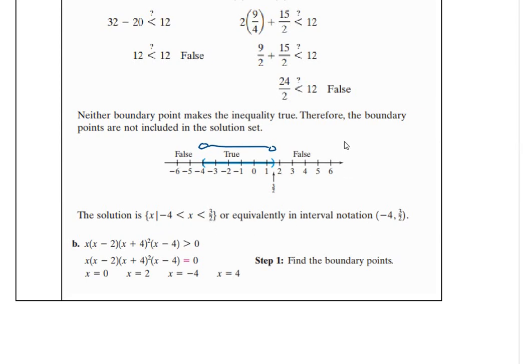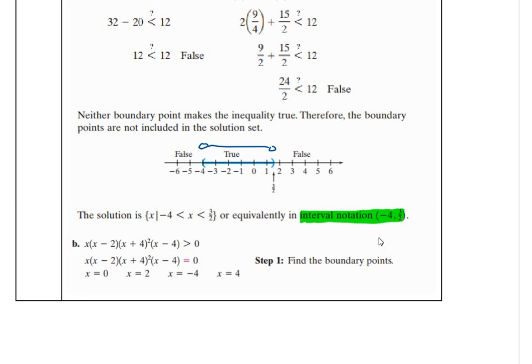Remember, we go for the interval notation mostly, but we will have to read what the question asks us. If the question says give it in set builder, then we will go for the set builder. Otherwise, we just give our answers in the interval notation.